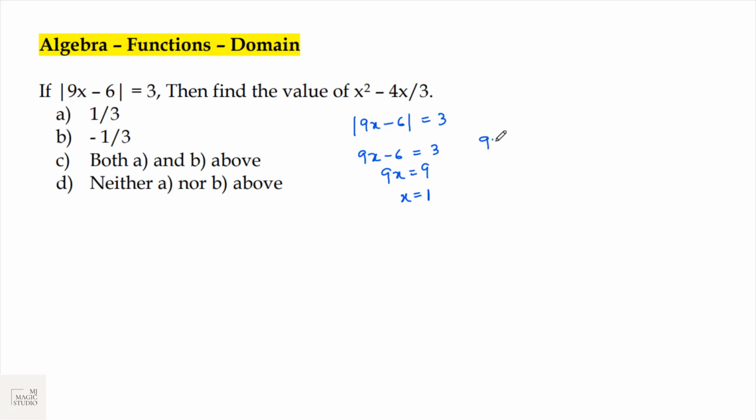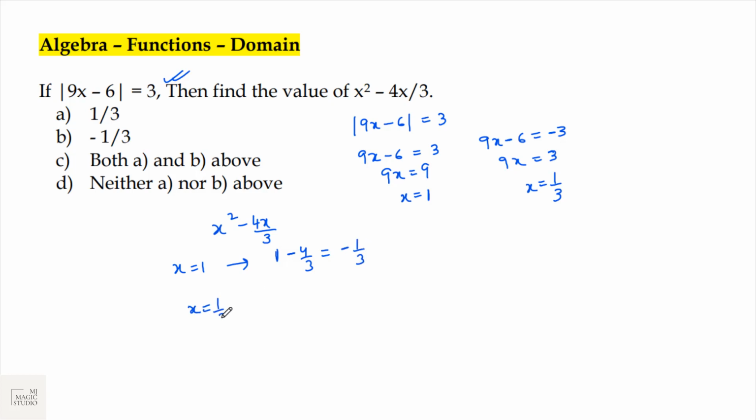And if it assumes a negative value, so 9x minus 6 is minus 3. 9x equals minus 3 plus 6, that is 3. x equals 1 by 3. Now the question is, what is the value of x squared minus 4x by 3? If I put x equal to 1, this value will become 1 minus 4 by 3. That will be minus 1 by 3.